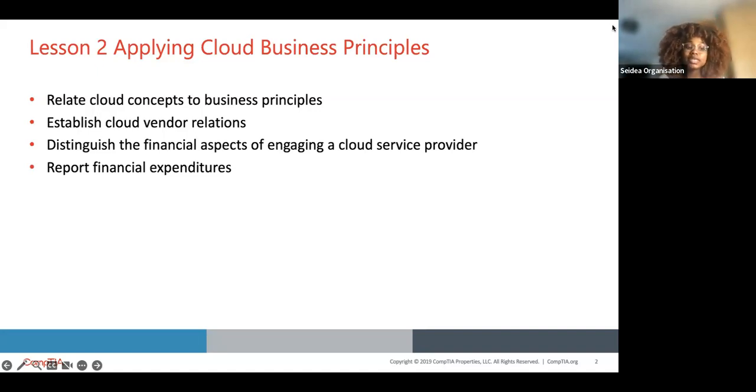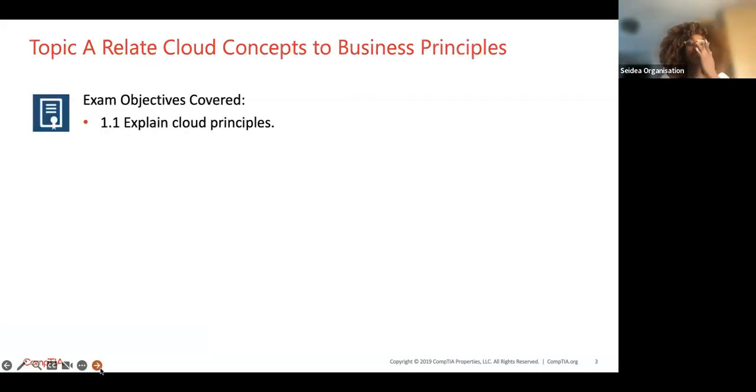Because for this particular session, we're only focusing on number 1, which is how do we relate cloud concepts to business principles, and how do we establish vendor relations. So the first part is pretty much straightforward, if you ask me, because I feel like it's focused on things that we've already learned, right?